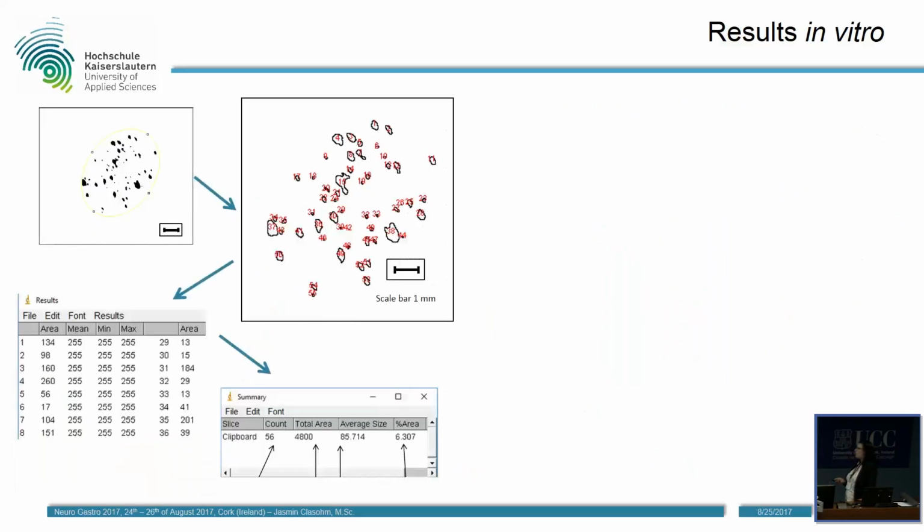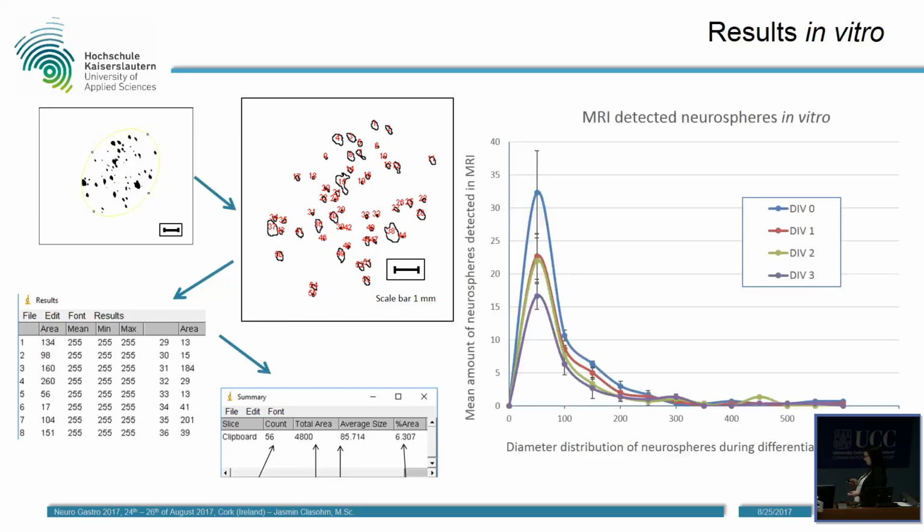Okay, we can do something more about that because we are also interested in our neurospheres in this case. Translating the pictures to a binary scale, it is possible to easily count the neurospheres and also to determine the diameter of them. And looking at the mean amount of neurospheres detected in the MRI and their diameter, distributed over the different diameters, we can see that the amount of the neurospheres is getting less during the time of cultivation.